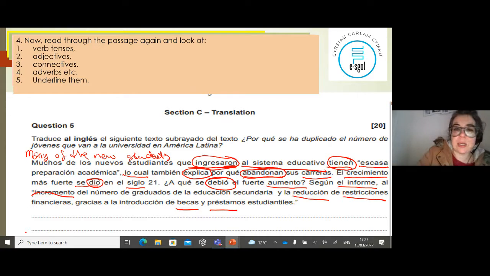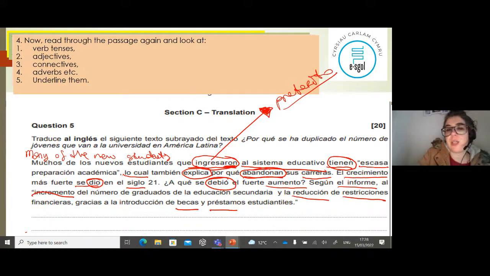So what tense are they? So we can see that ingresaron, can we recognize it? It's the past tense, el pretérito. What person is that? Is it first, second, or third person? So it's referring to muchos estudiantes, so a third person. Singular or plural? And we know that it's plural because it's they.